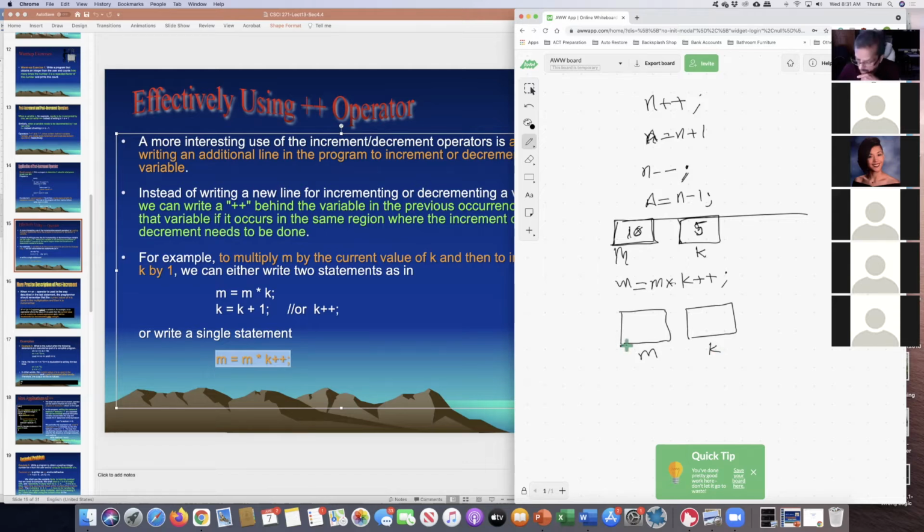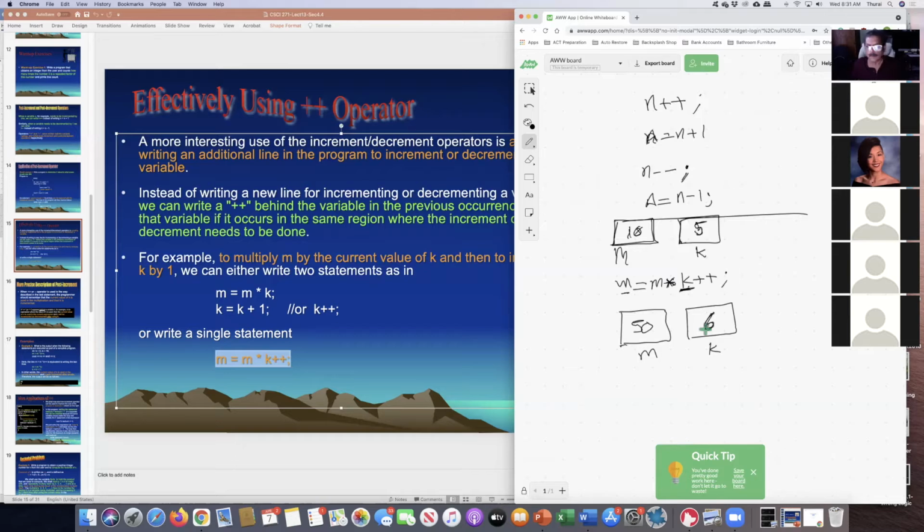15 in m and 6 in k. It's m equal to m times k++. Oh, sorry, okay, 50 and 6. That's right. So the k will increase only after multiplying the current value of k in this expression. So 10 times 5 is executed. That'll make it 50. 50 goes into m. And immediately after using the current value of k, k will change to 6. So the memory cell k changes to 6 right there. So if you print the k afterward, it'll be 6.